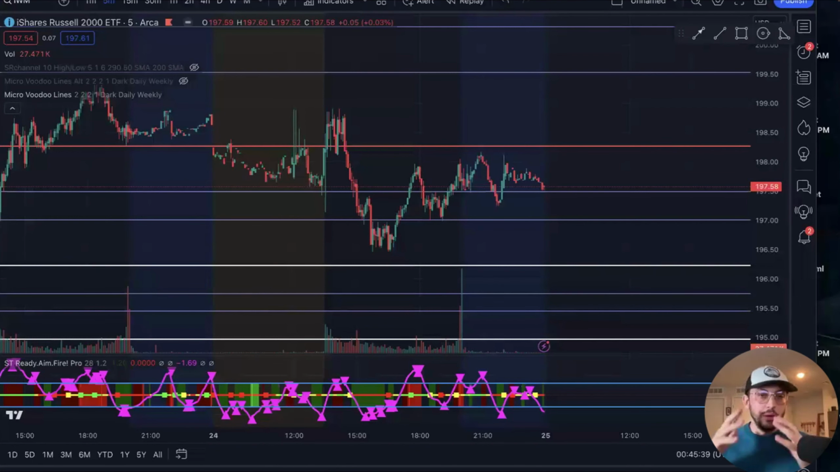But what I wanted to impart to you guys is that the voodoo lines are not magic. I know they have that funky name, but it's not that they're magic. It's just that they give you information that is mathematically based, which is basically what trading is. It's a mathematical probability that you're trying to set yourself into.